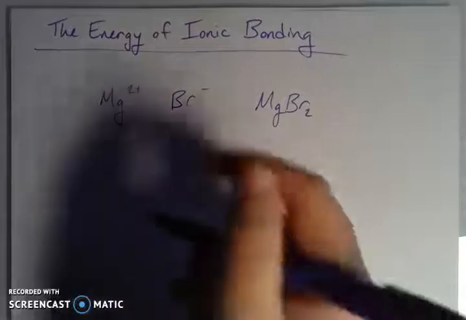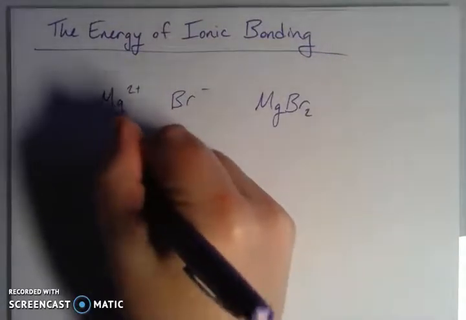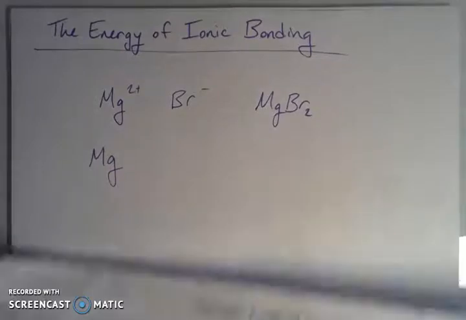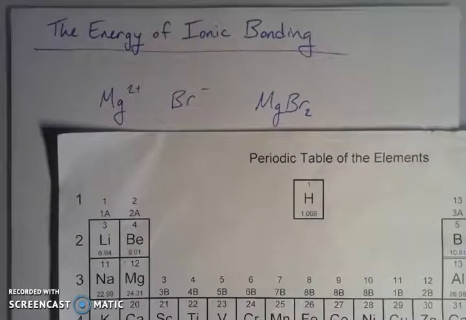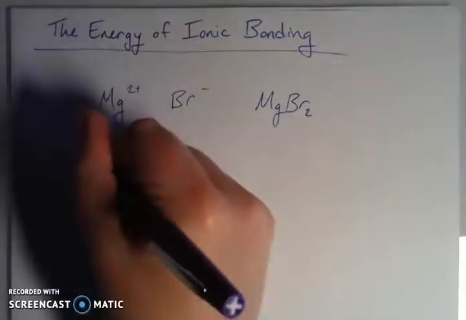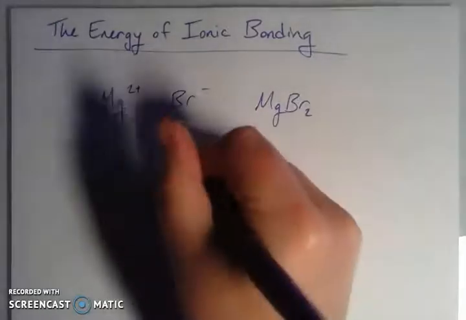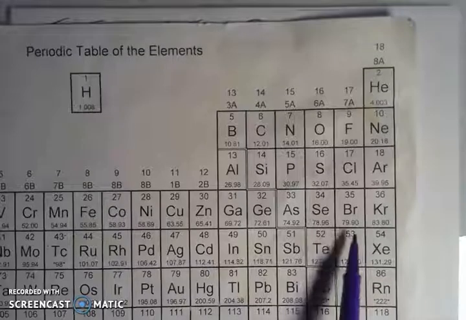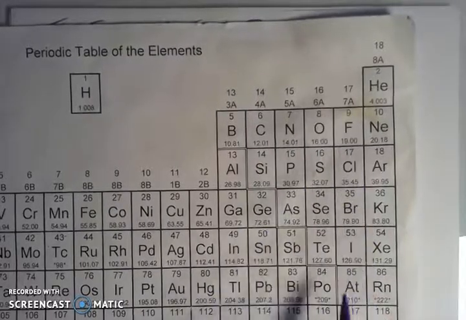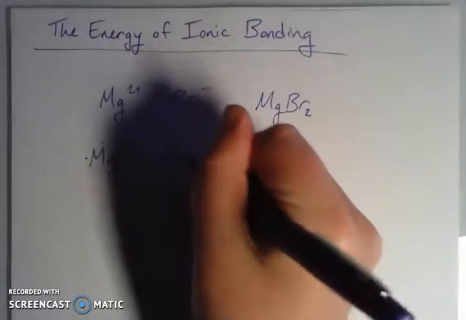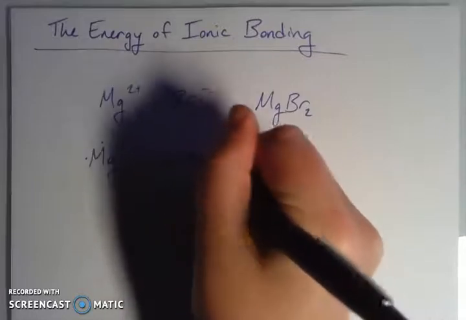If we relate this to our Lewis dot structures, if we look at magnesium, which is one of our alkaline earth metals, so it's in column 2A or 2, so it has 2 valence electrons, and we have bromine in their neutral state. I have 2 bromines that are halogens, so that would be in column 17 or 7A, which means they have 7 valence electrons. 1, 2, 3, 4, 5, 6, 7.